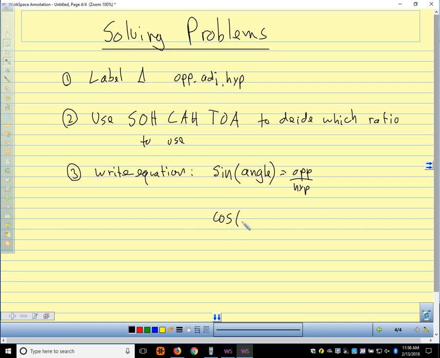We could possibly write the cosine of the angle is the adjacent over the hypotenuse. So if we label our triangle and we see, oh, we have an angle, we have an adjacent side, and we have a hypotenuse involved in the problem, we would use cosine. Or we would use tangent of the angle equals the opposite over the adjacent. So if we set up our problem, we label our sides, we say, oh, we have an angle, an opposite, and an adjacent side that's involved, we use tangent.